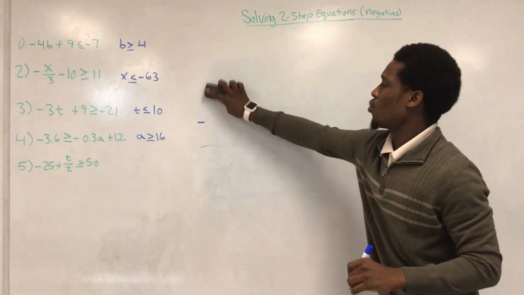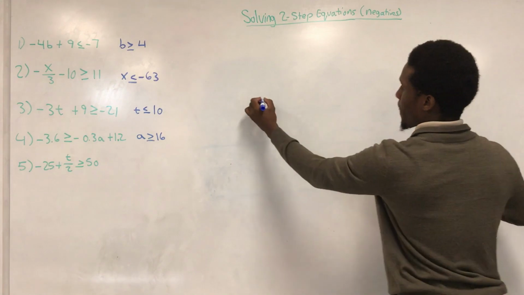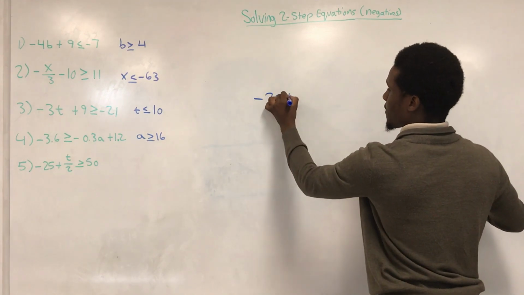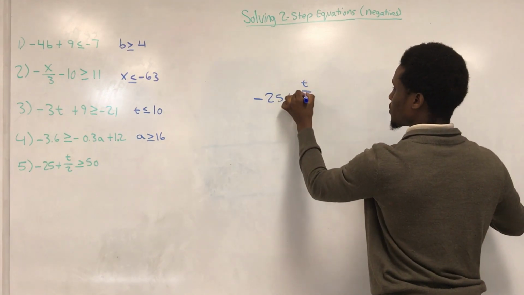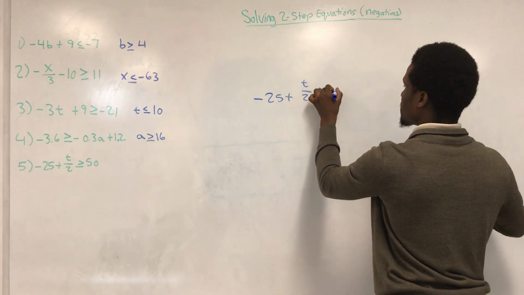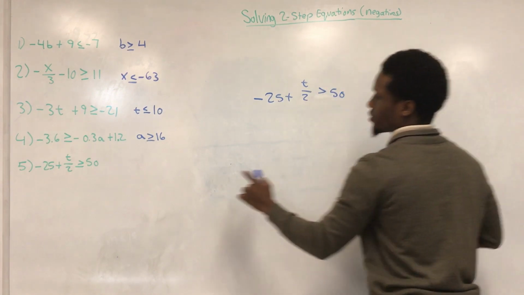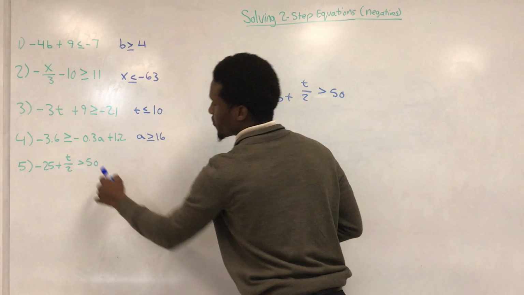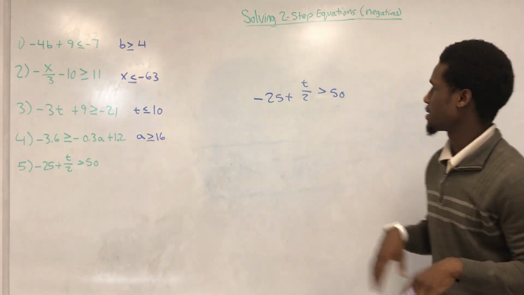Let's go ahead and try one more. Negative 25 plus t over 2 has to be greater than or equal to 50. Let's just make this greater than 50. We've done a lot of greater than or equal to and less than or equal to.